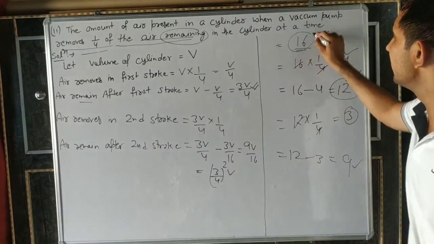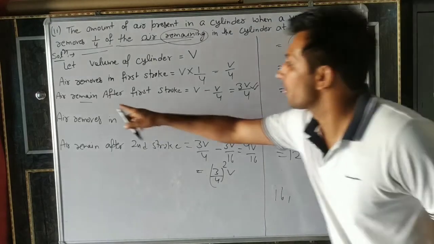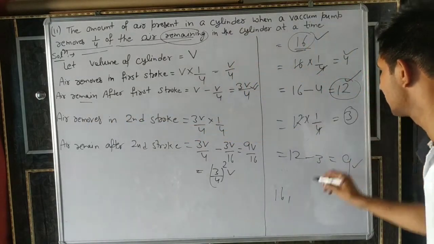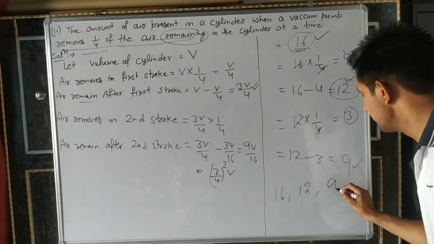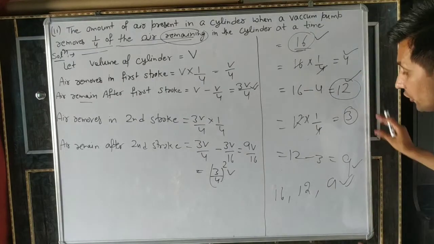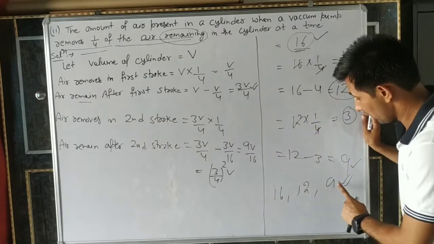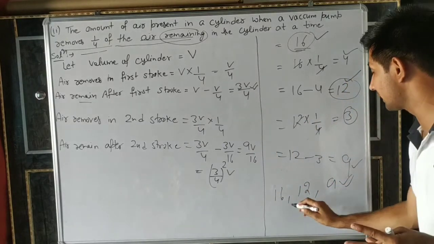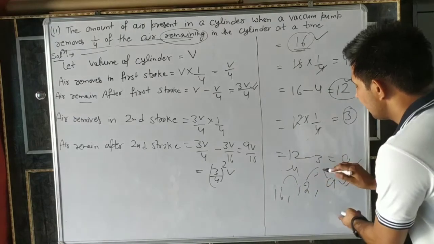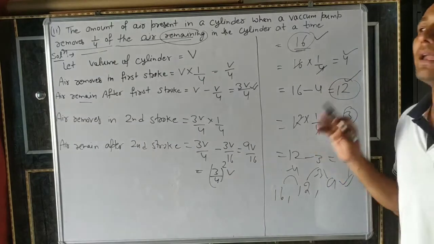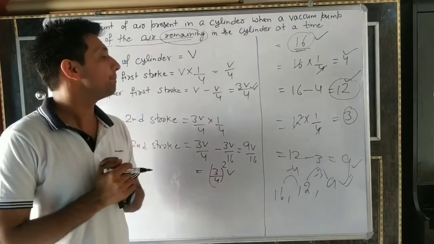In the starting it is 16. After the first stroke, 12 remain, and after the second stroke 9 remain. Check it: is it an AP or not? No. 16 minus 12 is 4, 12 minus 9 is 3. One time the difference is 4, one time 3. Is the difference the same every time? No. If the difference is not the same, it means it does not become an AP.